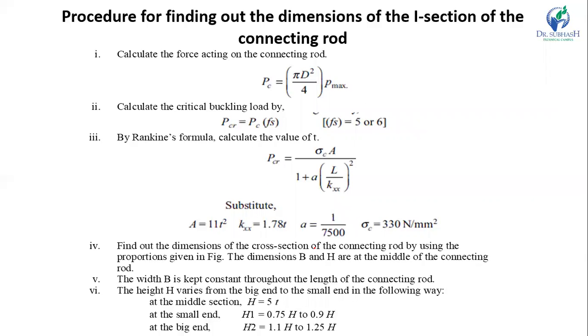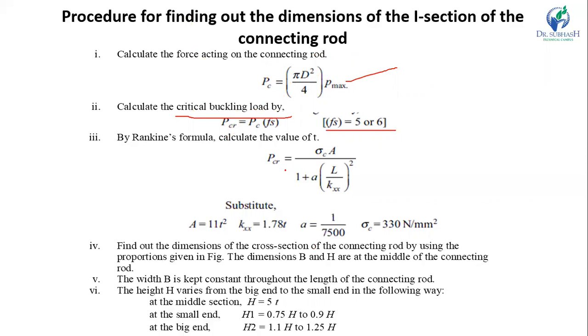Now, the procedure for finding out the dimensions of the I section of the connecting rod. The first step is to calculate the force acting on the connecting rod using the equation PC is equal to pi by 4 d square P maximum. Okay, we find the value of PC, the force acting on the connecting rod. Then the second step is the critical buckling load PCR is equal to PC into factor of safety, and the factor of safety value we take as 5 to 6.